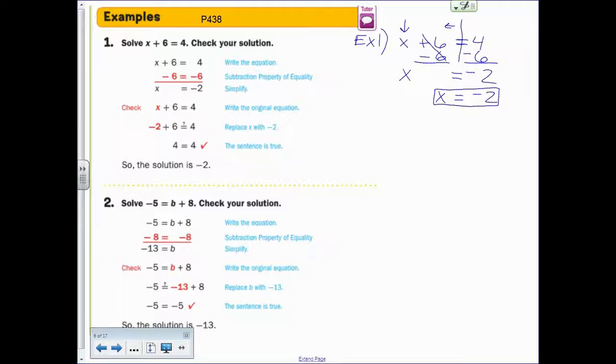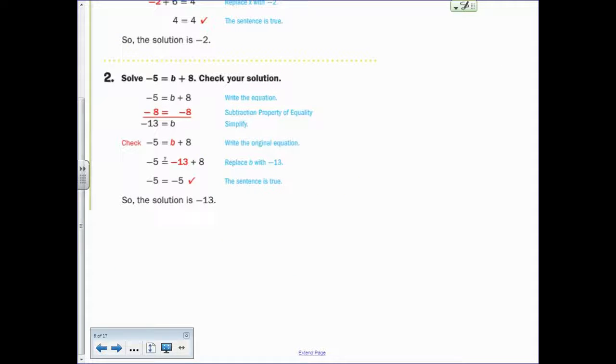Take a look at example number 2. The problem says negative 5 equals b plus 8. Well, first of all, notice where our equal sign is, our wall. B is not on the left-hand side of that wall. It's on the right-hand side of the wall. It doesn't matter which side the variable's on. Our goal is to get the variable on whatever side it is all by itself.